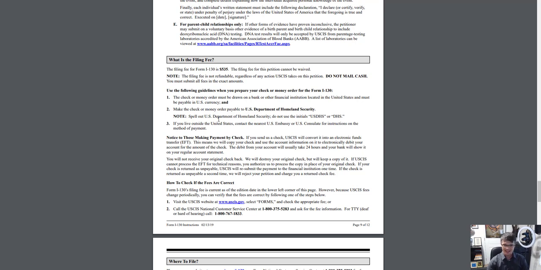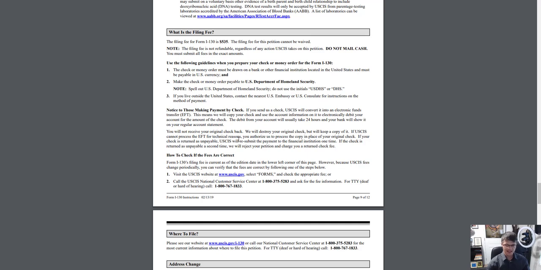currency. And make the check or money order payable to U.S. Department of Homeland Security. So if you're filing a check, this is who you're going to be paying to. Spell out U.S. Department of Homeland Security. Do not use the initials like U.S. DHS or DHS. Don't do that. Spell it out. If you live outside the United States, contact the nearest U.S. Embassy or U.S. Consulate for instructions on the method of payment. Okay, so for us guys, you would have to figure out with the embassy.